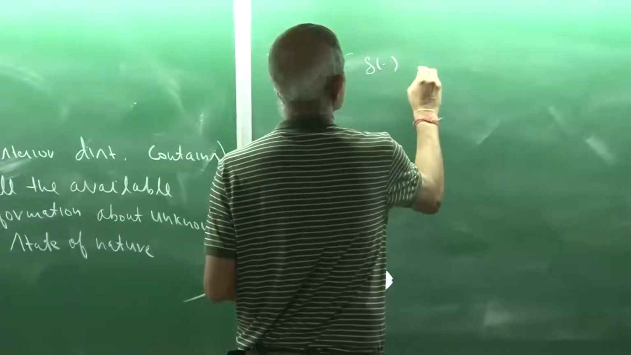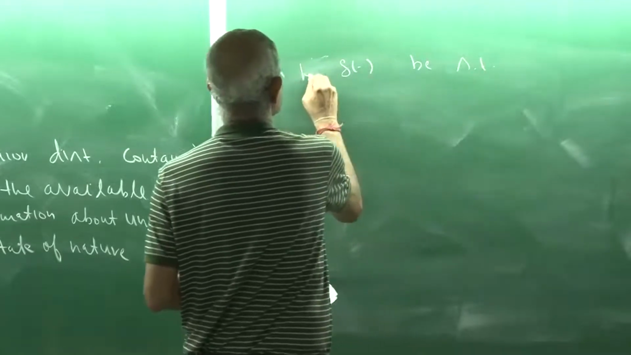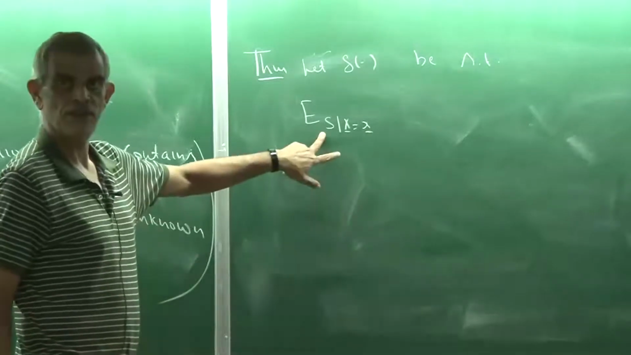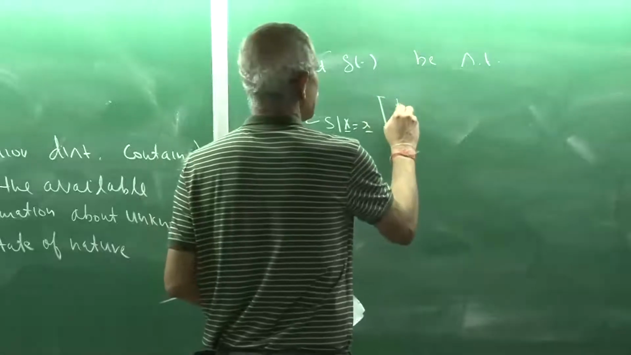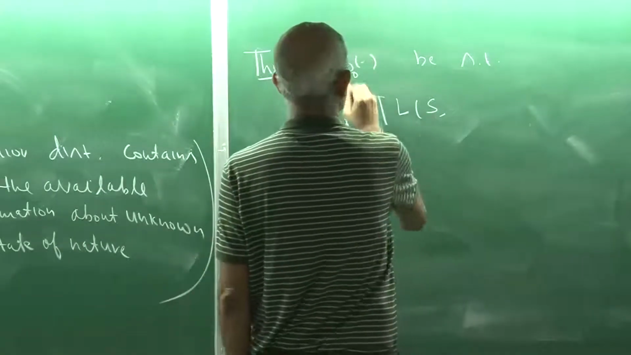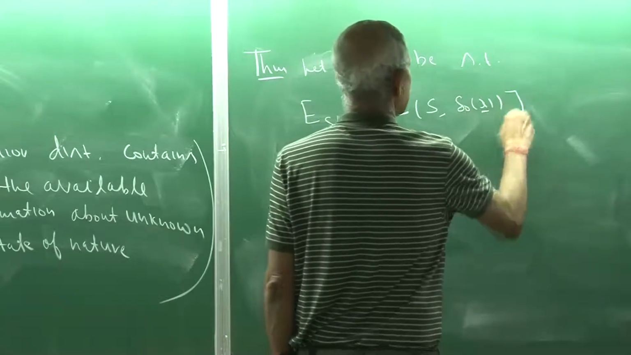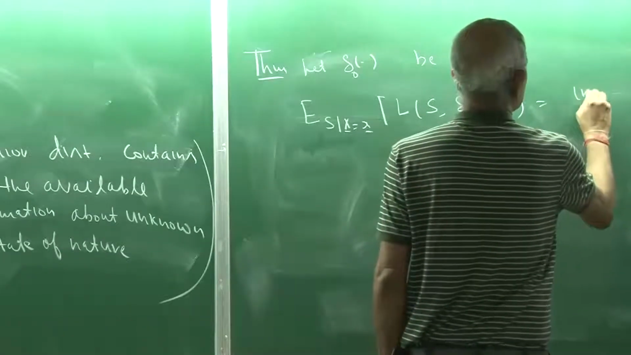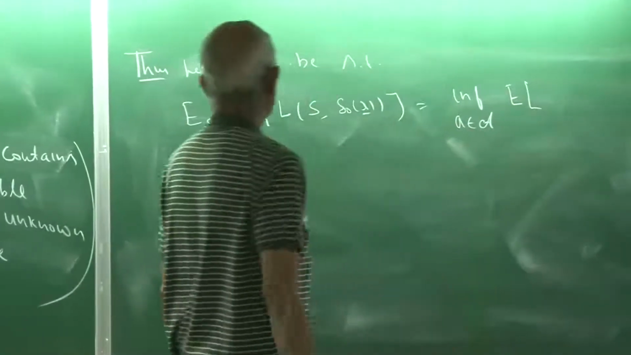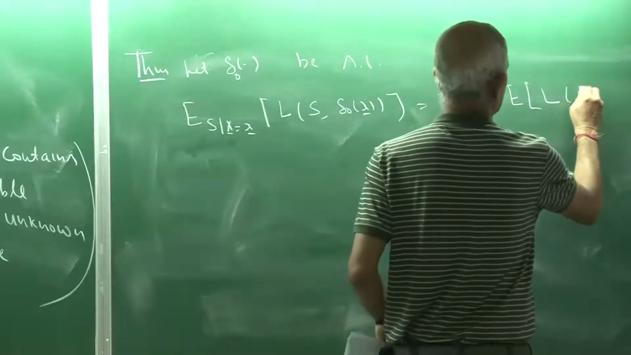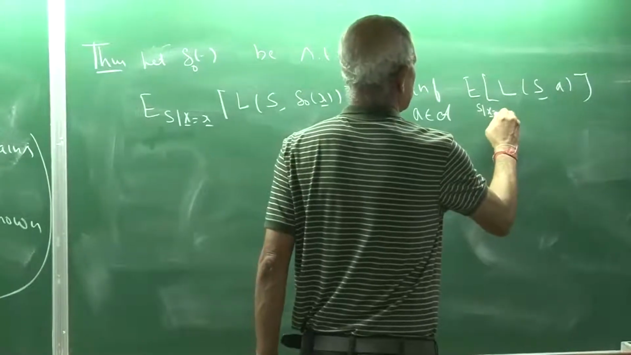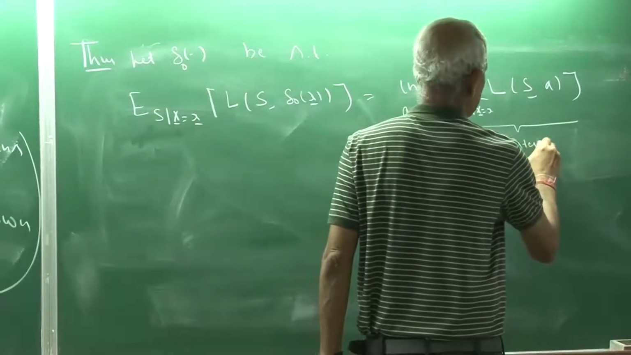Let delta be such that, looking at the expected value of the unknown state of nature given data, L of theta, where theta is represented by a random quantity S. So let delta naught of x be such that it is the infimum over all A belonging to the action space of the expected value of L of S, A, where this is again S given X equal to x. So this is the posterior loss.